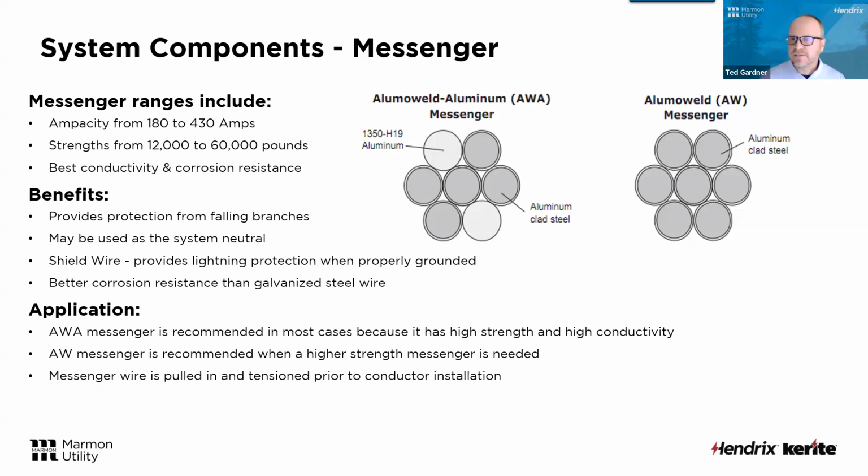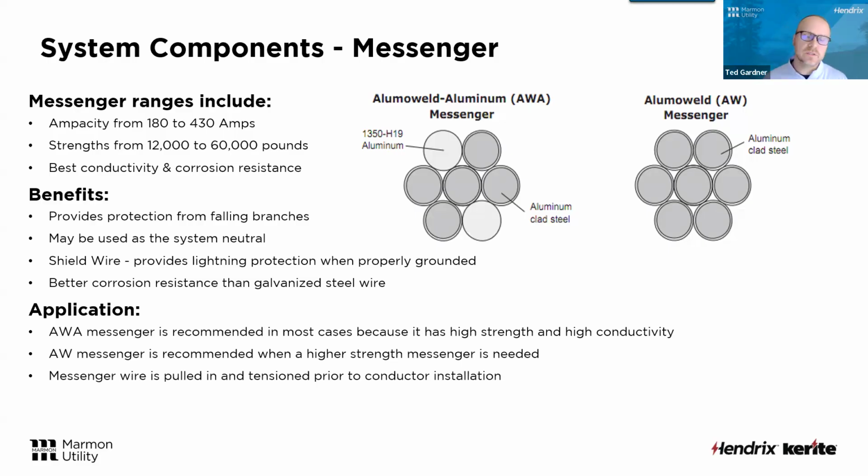Most of our standard messengers are what we call AlumaWeld aluminum or AWA messenger. And that'll typically have 5 strands of AlumaWeld that gives us a lot of strength. That layer of aluminum on the outside of the steel helps us with some conductivity, but it also protects it from the elements.